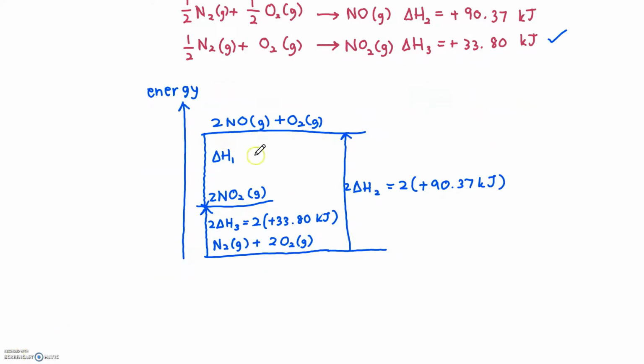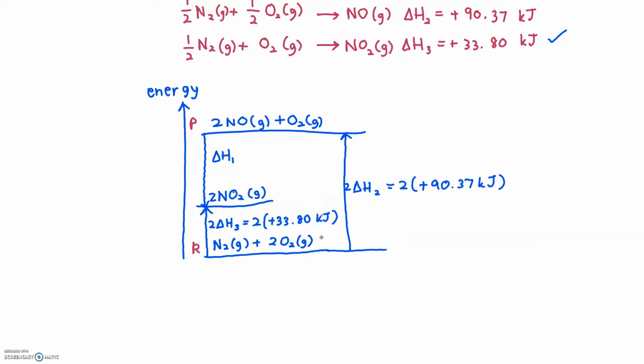Okay, so to figure out the value of delta H1, we will use Hess's law, which states that when reactants are converted into products, the enthalpy change is the same whether the reaction takes place in one step or a series of steps. So let's choose the reactants. We can either choose this or this as the reactant.